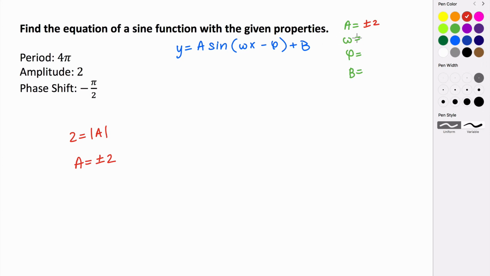Next, we can find omega. Well, actually, we can find b first because this tells us there's no vertical shift. Our midline hasn't changed or anything, so the value of b is 0.